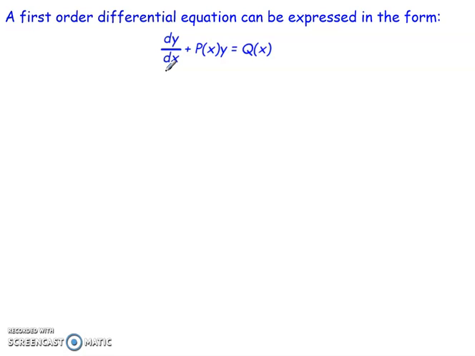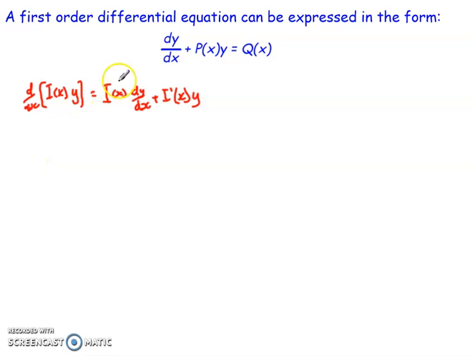Now we want to be able to solve this type of equation. In order to do that, we're going to start by considering the derivative d/dx of I of x, some function in terms of x, times y. Now we know that if y has a dependence upon x, this can be written as I of x dy/dx plus I dashed of x, the derivative of I, times y.